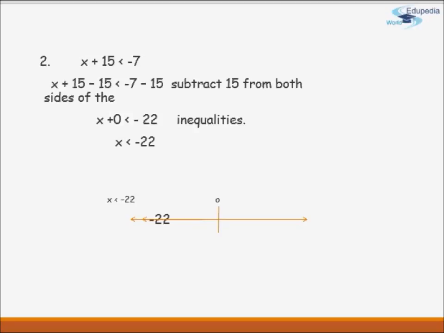We solve this through solving the inequality, but we plot it on the number line. Once again, we don't have to make a solid circle, because the answer is not x is less than or equal to -22. The answer is only x is less than -22.